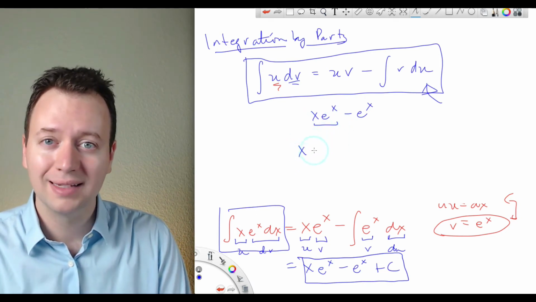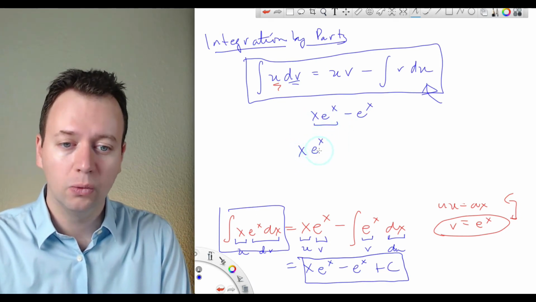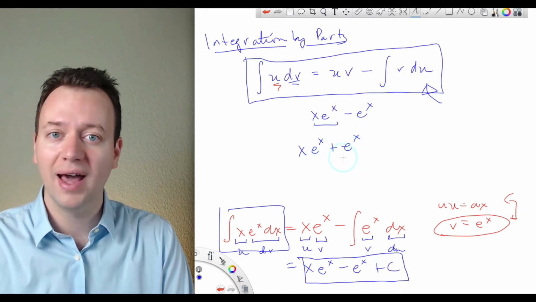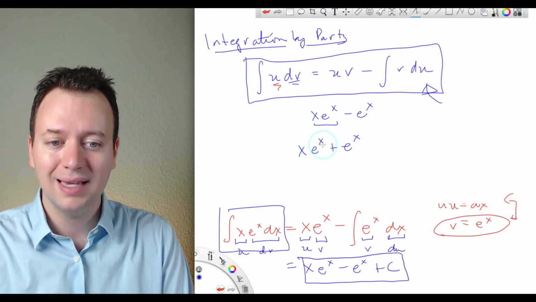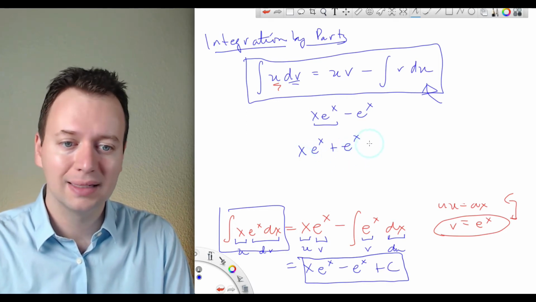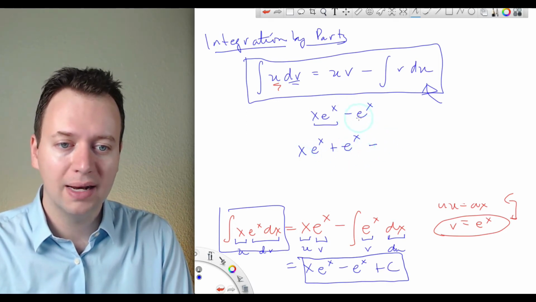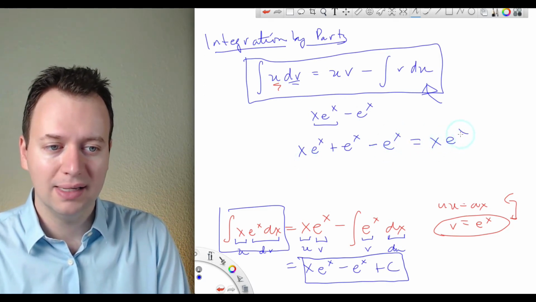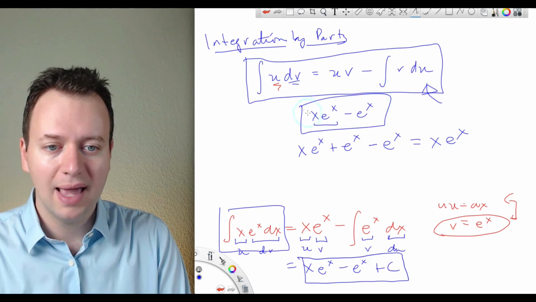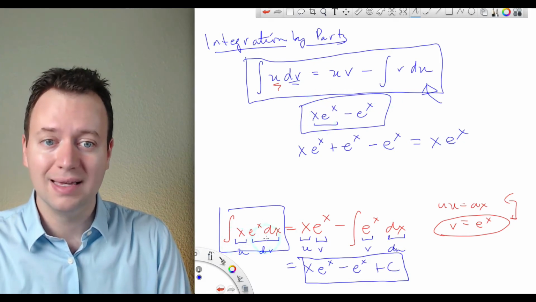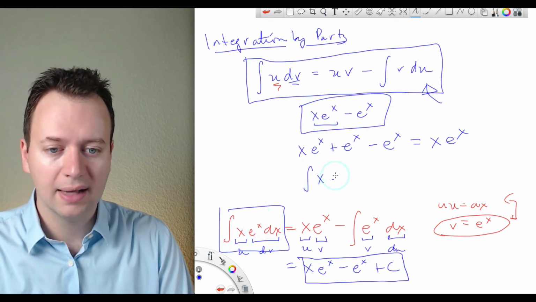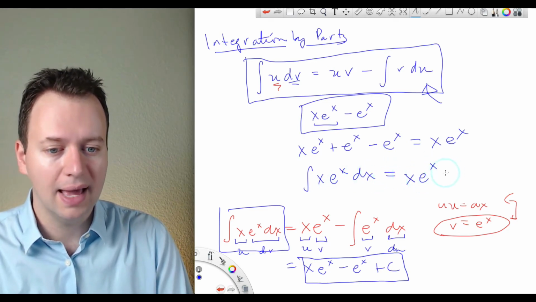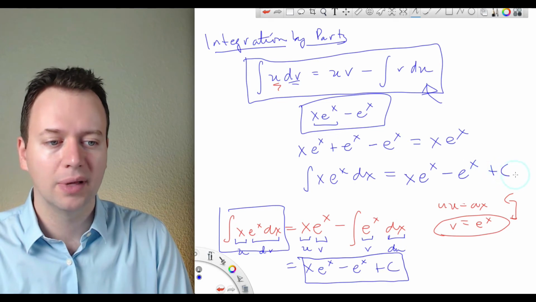So it becomes x times the derivative of e to the x, which is just e to the x, and then plus e to the x times the derivative of x, which is 1. So we get x e to the x plus e to the x, and then the second term we get minus the derivative of e to the x, which is e to the x. So this simplifies to x e to the x. So this is indeed the antiderivative of x e to the x. So we just showed that the integral of x e to the x is equal to x e to the x minus e to the x plus c.